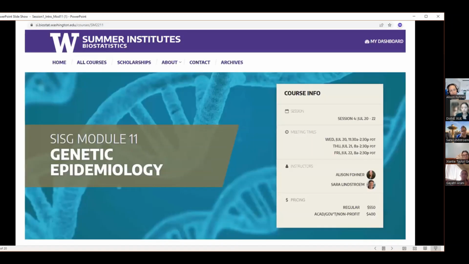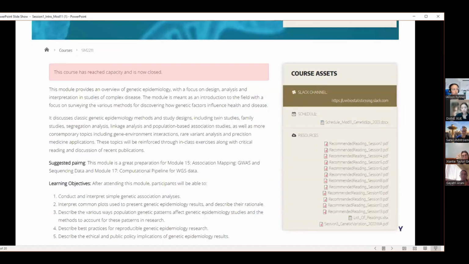So this is what that landing page looks like for our module. And if you scroll down from where we see, this is where you would end up if you went to that website. If you scroll down, you'll see a description of our module, and then the course assets on the right will continue to be updated. So today you'll see all of the recommended readings for the entire week.